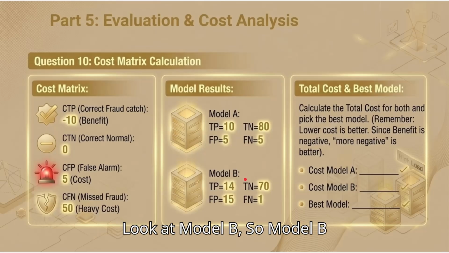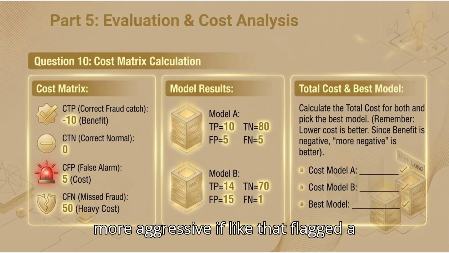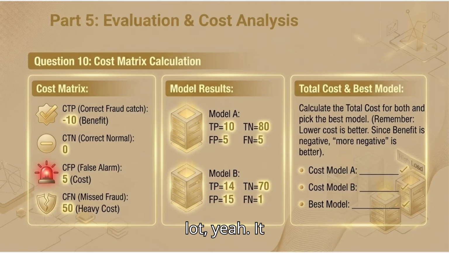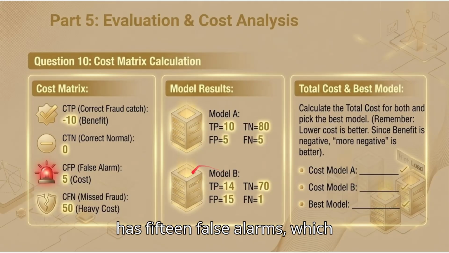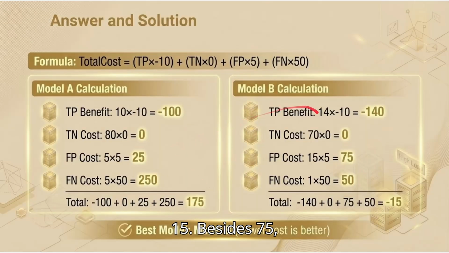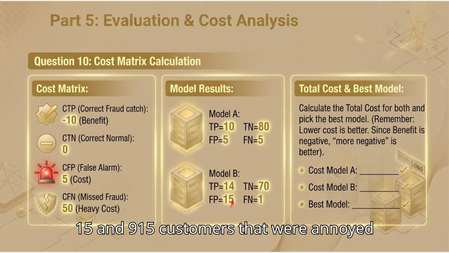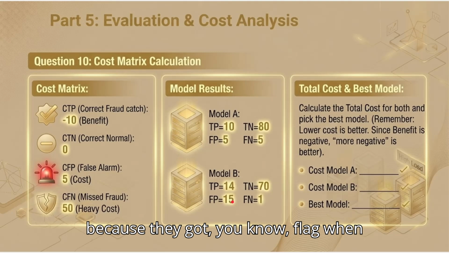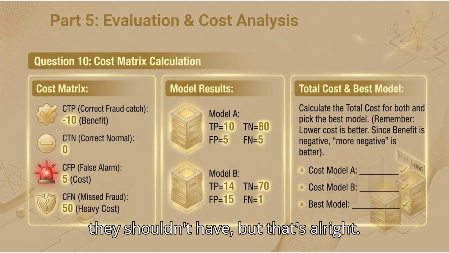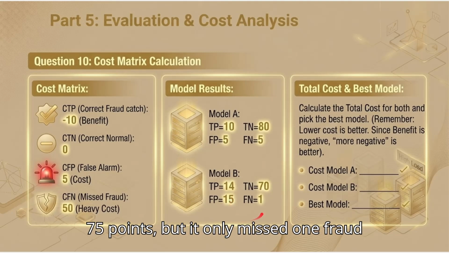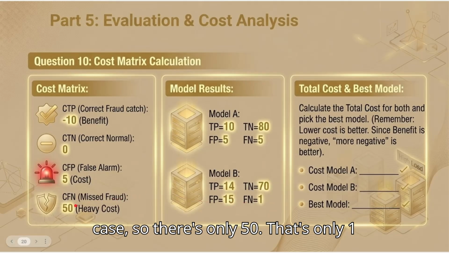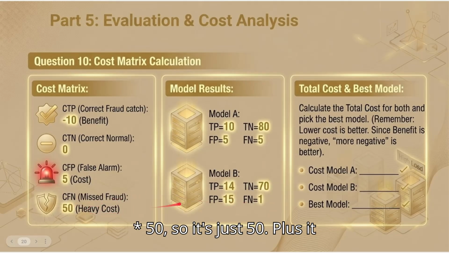Now let's look at Model B. Model B is more aggressive. It flagged a lot. It has 15 false alarms, 15 times 5 is 75, so it costs us 75. That's 15 customers who were annoyed because they were flagged when they shouldn't have been, but that's all right, 75 points. But it only missed 1 fraud case, so that's 1 times 50, just 50.